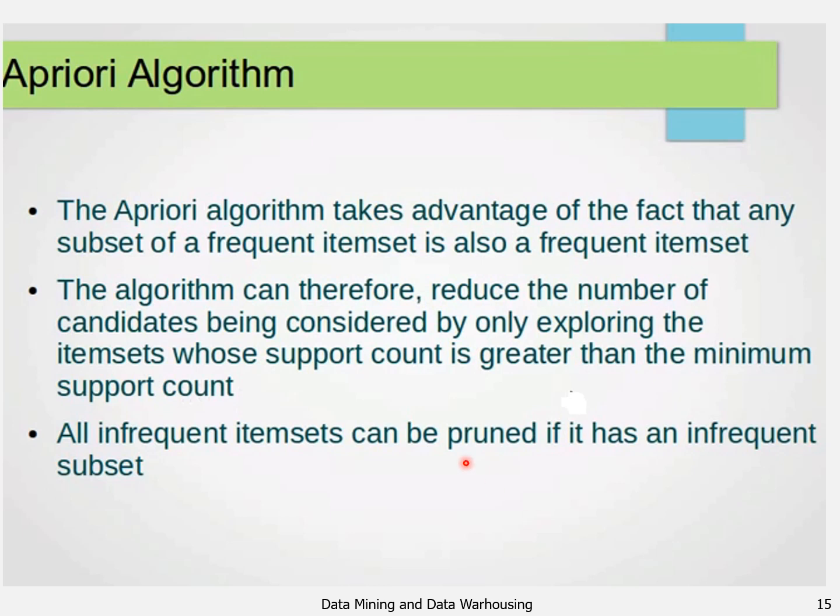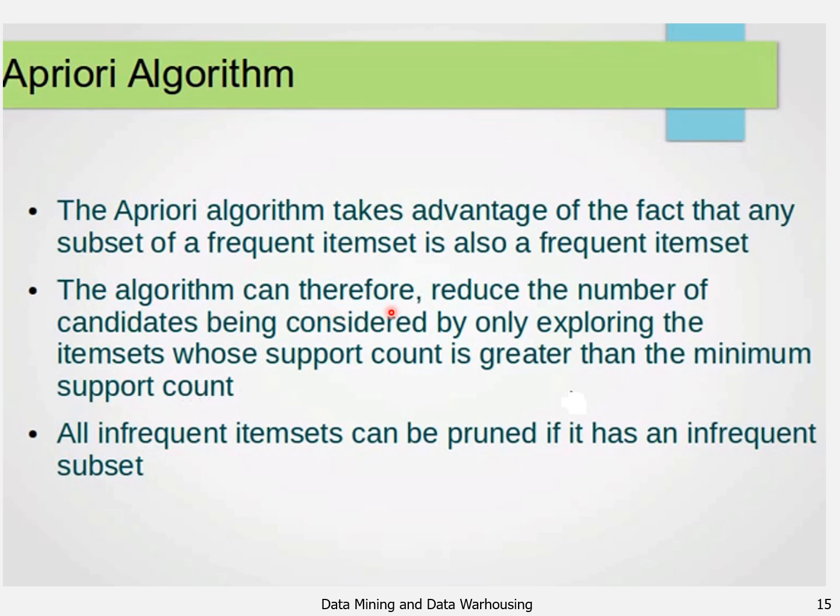Now, we said that the main advantage of the Apriori algorithm is that it identifies a frequent item set based on its content. So all of its items need to be frequent. If not all of its items are frequent, then the item set is not considered frequent.